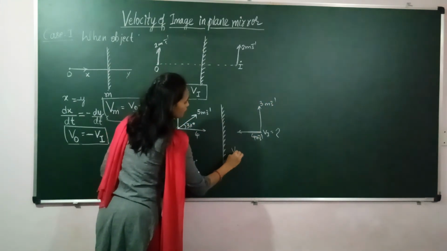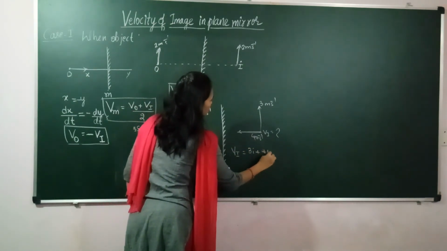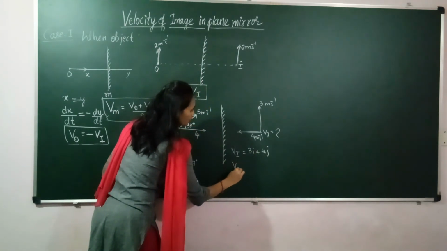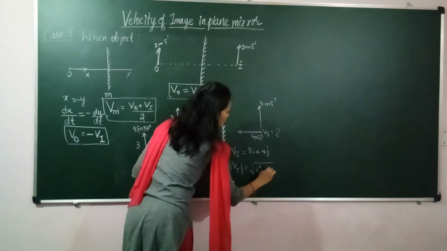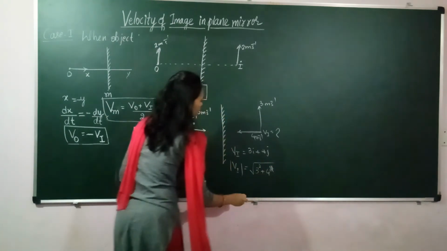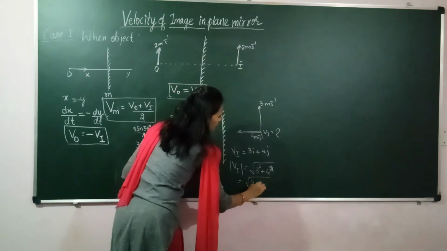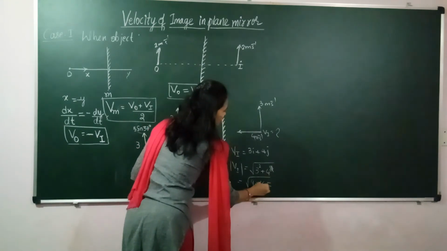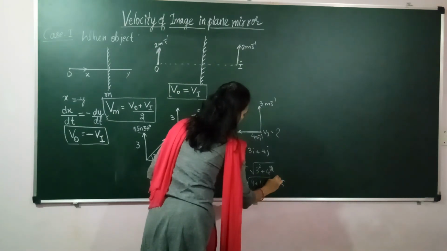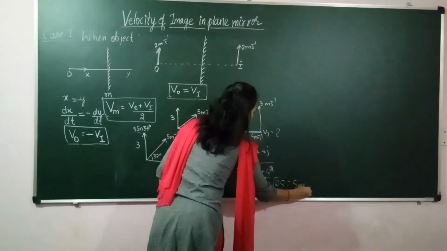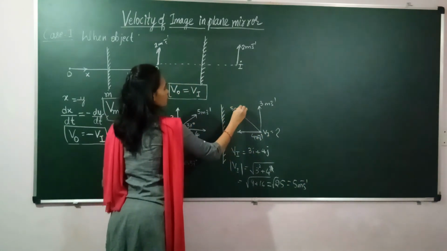If we write in vector form, we can write it as 3i plus 4j, or else if you take the magnitude, then this can be written as 3 square plus 4 square. So velocity will become 16 plus 9, 25. So it will become 5 meter per second. So this image is also moving with velocity of 5 meter per second.